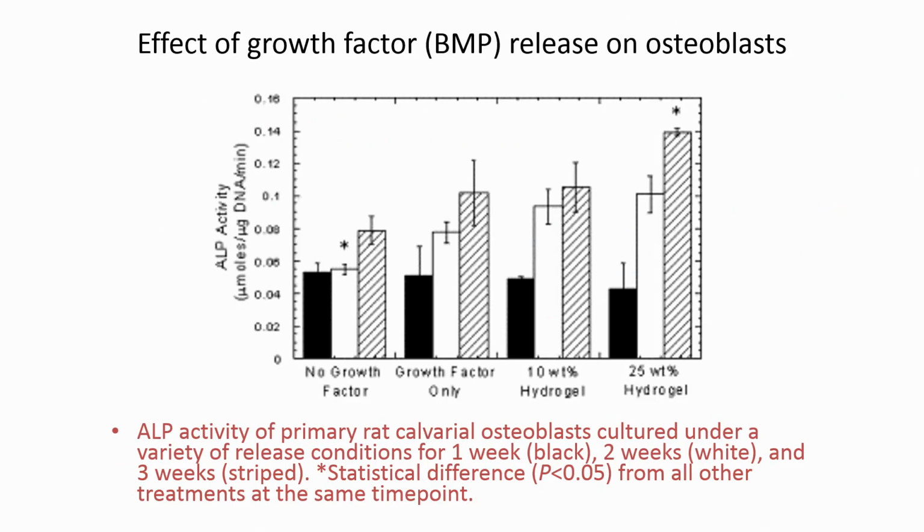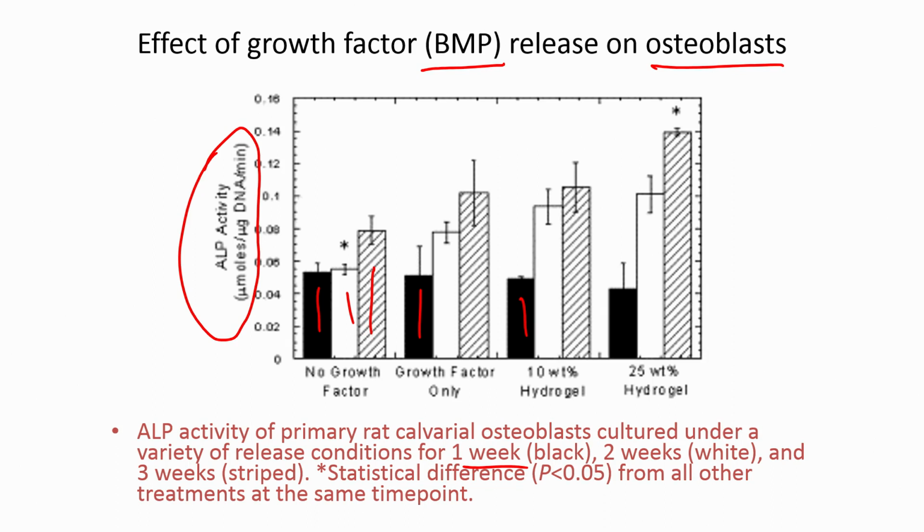Here is another example. In this case they have used BMP, which is a bone morphogenic protein, very widely used for bone regeneration applications, and osteoblasts are nothing but cells of the bones that are involved in bone formation activity. ALP is a measure of how much bone they are forming. It is an enzyme, so the more bone is being formed, the more enzyme will be there. You can see there are 3 cases here. Each of these bars: the black bars are 1 week data, the white bars are 2 week data, and the striped bars are 3 week data.